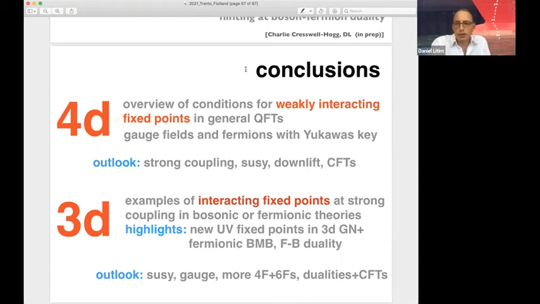But also it will be interesting to understand whether some of these things can be downlifted to 3D proper fixed points. Now in 3D, I've explained to you interacting fixed points at strong coupling, particularly in fermionic theories. I've shown you some new results in the context of the 3D gauge Gross-Neveu models, which include fermionic BMB, and here the outlook, of course, will be also to look into what supersymmetry is going to do and whether other tensorial structures in the fermionic sector can modify the results, whether we can switch on gauge fields without everything breaking down, but that's left for the future.